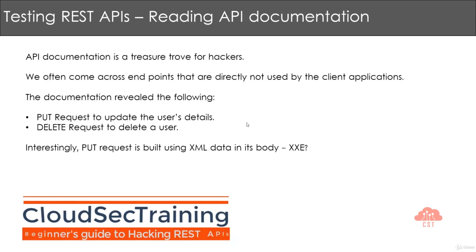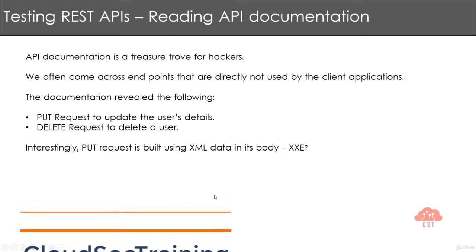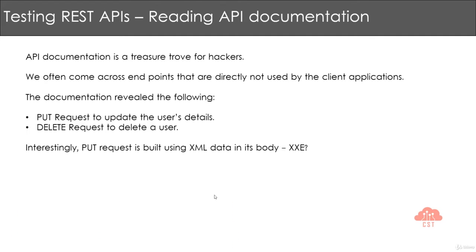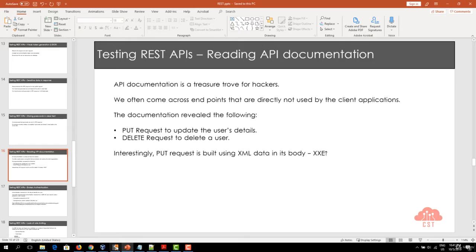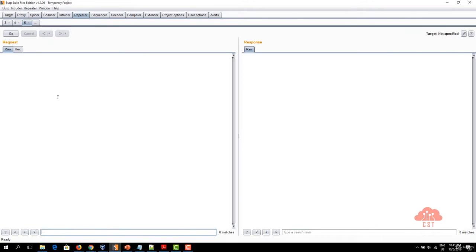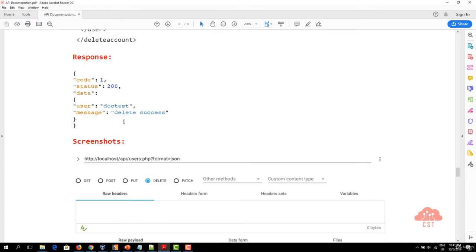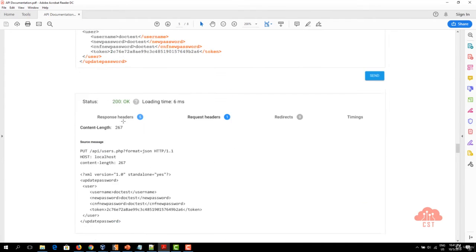Now let's see how we can test for XXE vulnerabilities by using the update user details endpoint. I'm switching to Burp Suite to copy and paste the XML request from the API documentation. So I'm opening up my Burp Suite and I'm going to repeater, and let's copy the put request from the API documentation. So I'm switching to my API documentation and let's copy the put request.